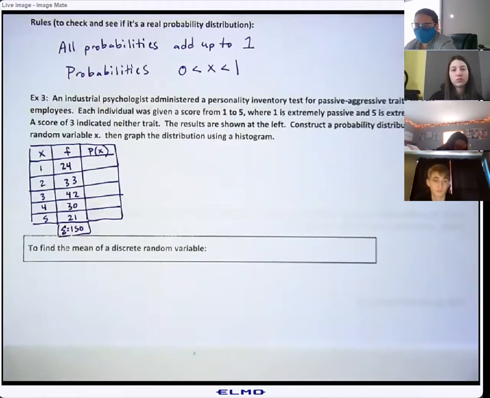Mitchell, Krista, what do you think? Let's go with passive. You're passive? Krista? Also passive. Yeah, you're passive.